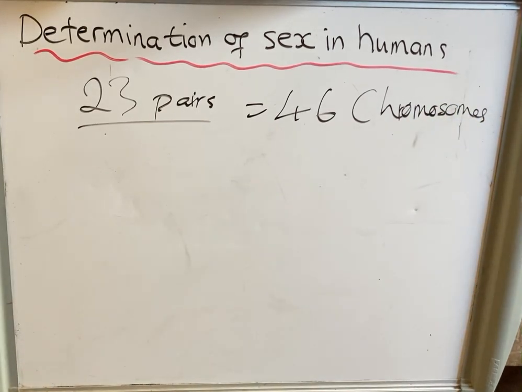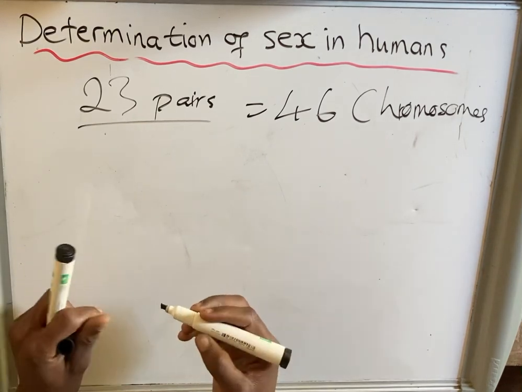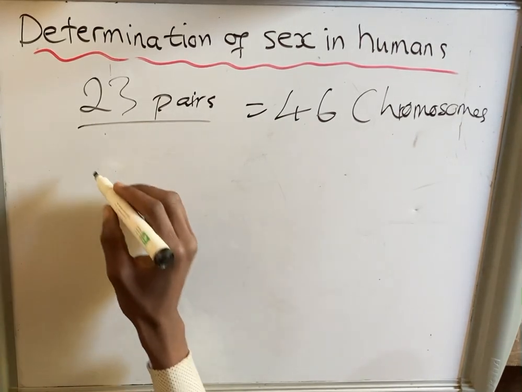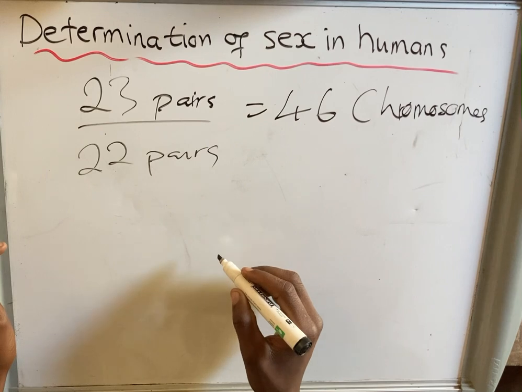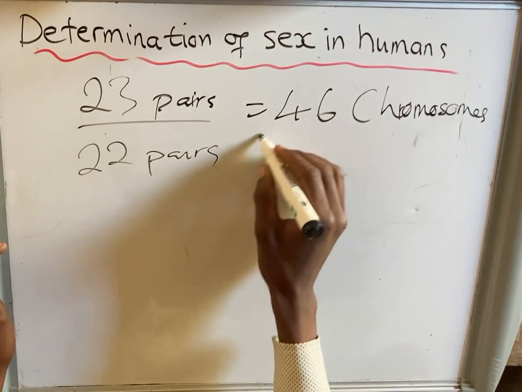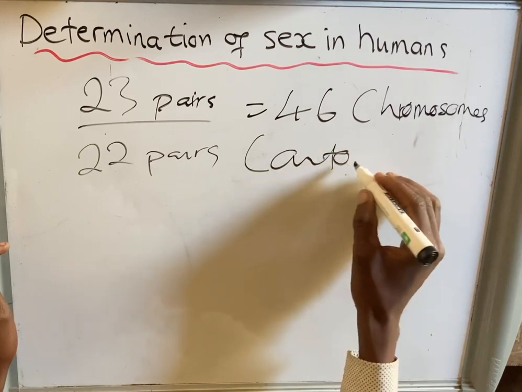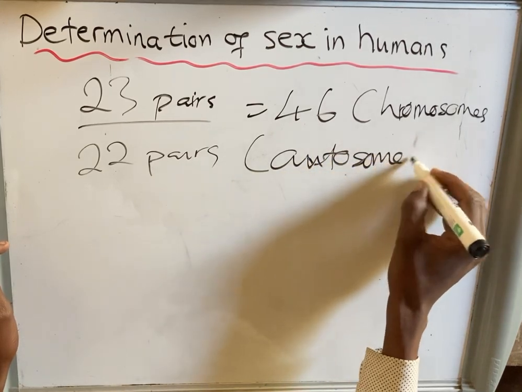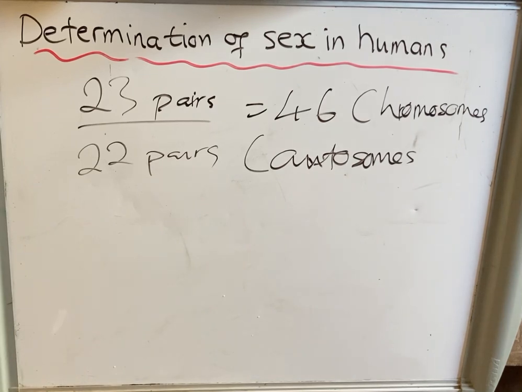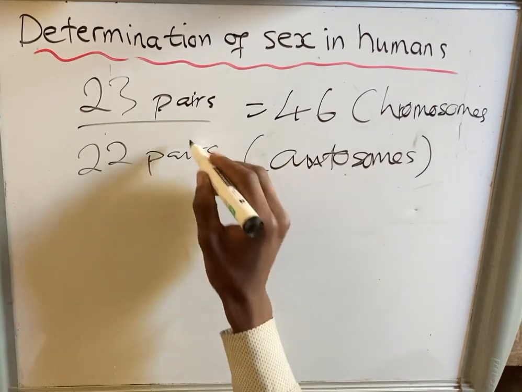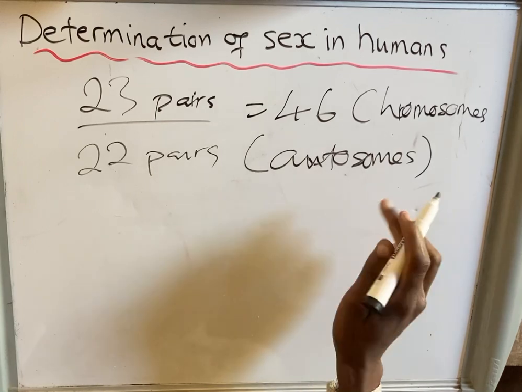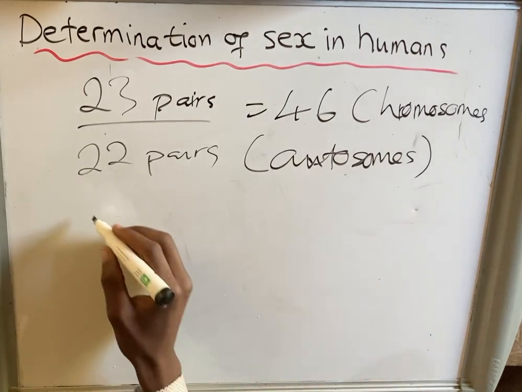Now, out of these 23 pairs, 22 pairs control what are called the body characteristics, and they are specifically called the autosomes. They control the body physical features, except anything to do with sex. So these 22 pairs are called the autosomes.